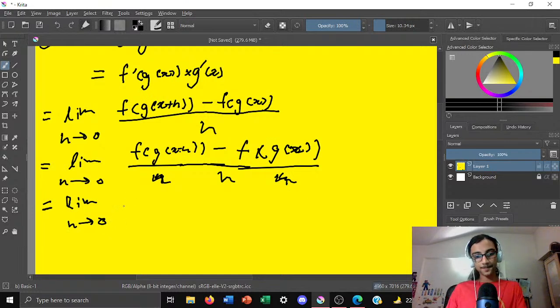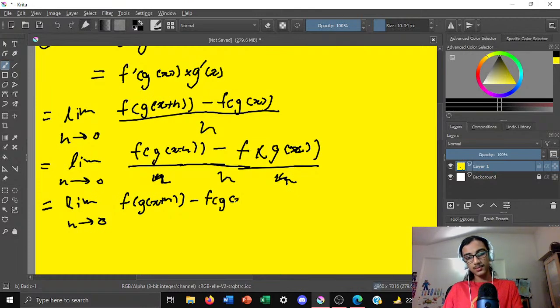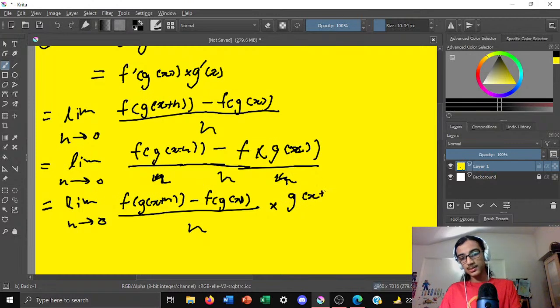So this is going to be f of g of x plus h minus f of g of x divided by h. We're going to multiply this by g of x plus h minus g of x. This is just a tiny change in g of x, right? Divided by g of x plus h minus g of x.